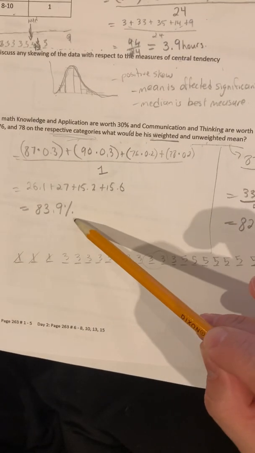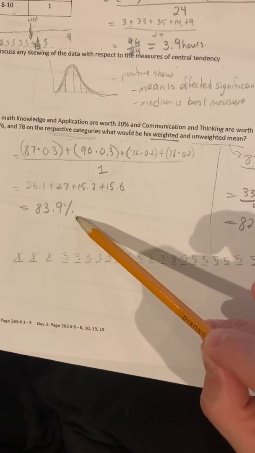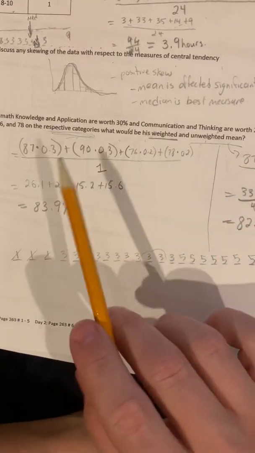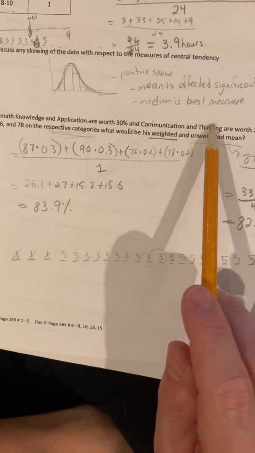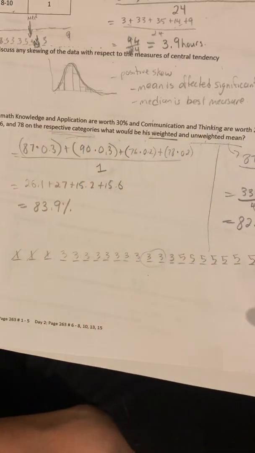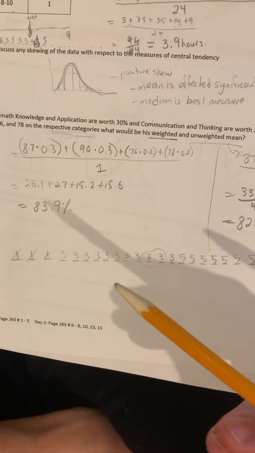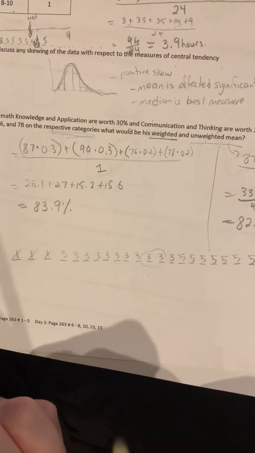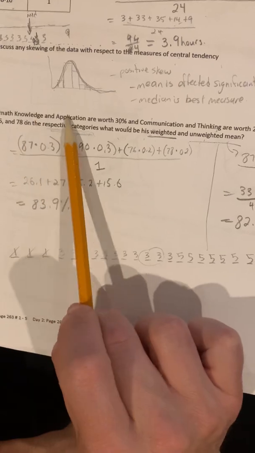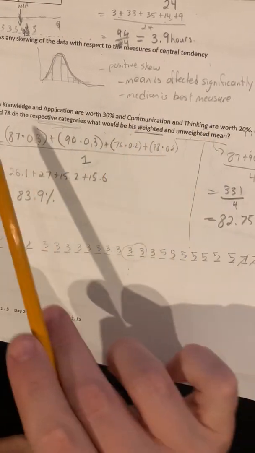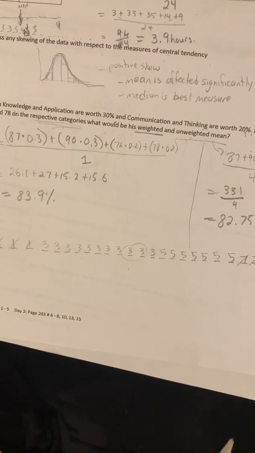But that's not the case because certain categories are worth more. So 83.9 is the average. These are actually the same categories as we have in our math class. And believe it or not, it does help your marks go up because most students do better in knowledge and application than they do in communication and thinking. So having these weightings in math actually helps your marks out.